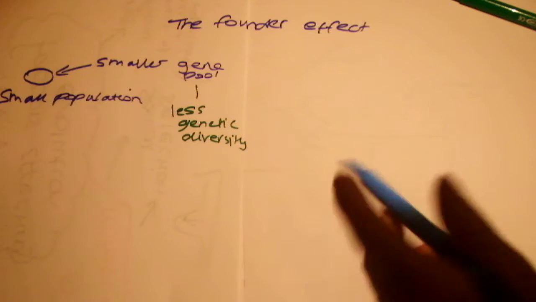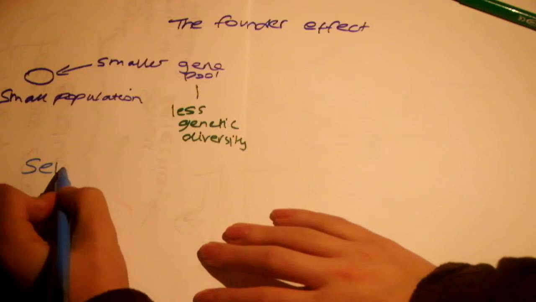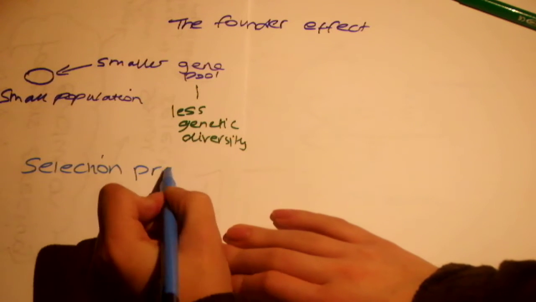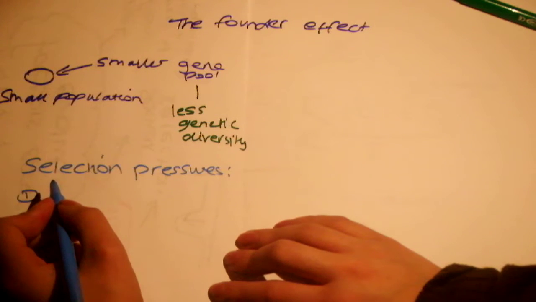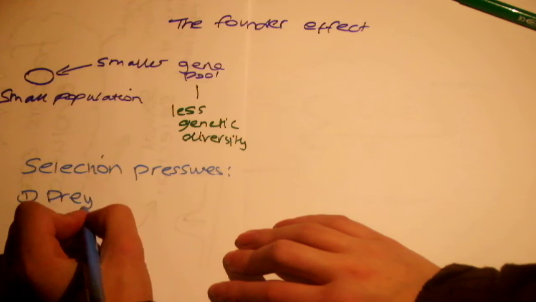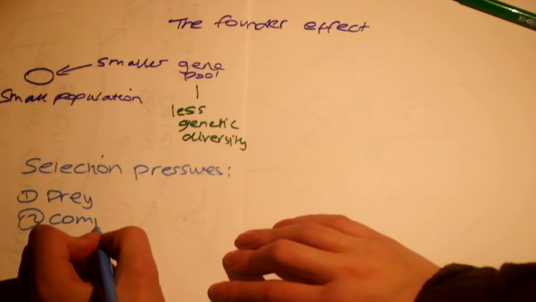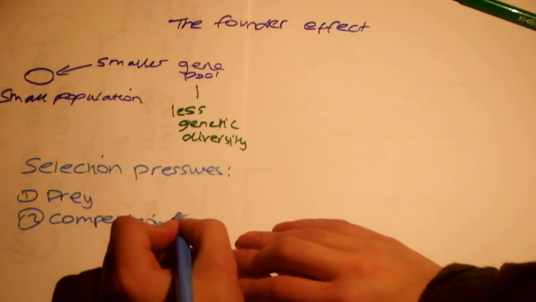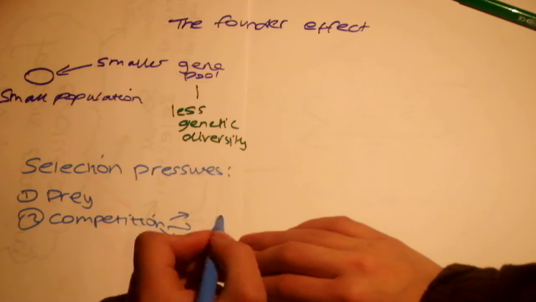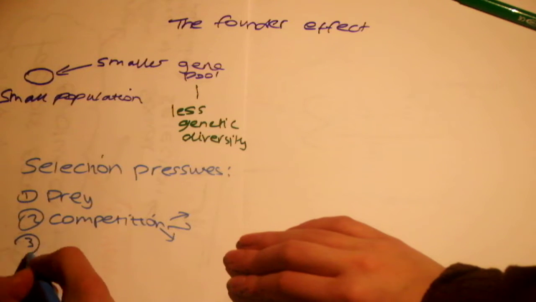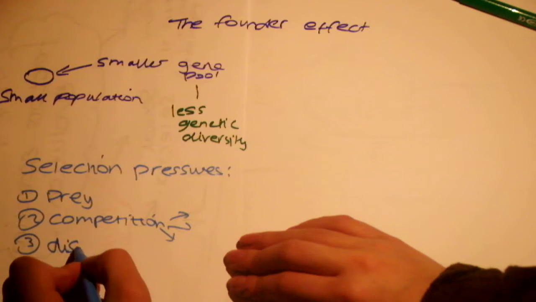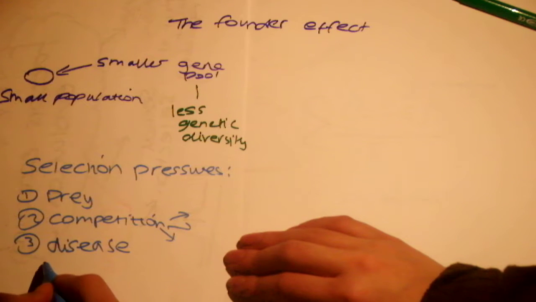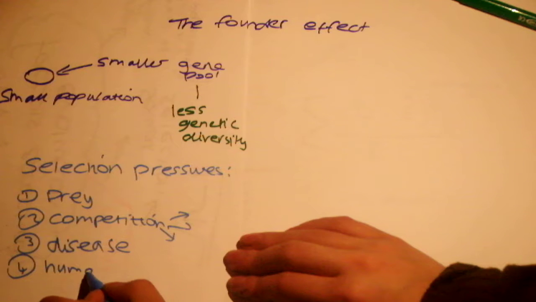So if I just recap the selection pressures. These include prey, the amount of food available, and competition. Competition includes habitat, mating, food, and sunlight if you're a plant. Disease is very common, and human influence. So these are the selection pressures that can change and alter the environment, which would then again change the gene pool.